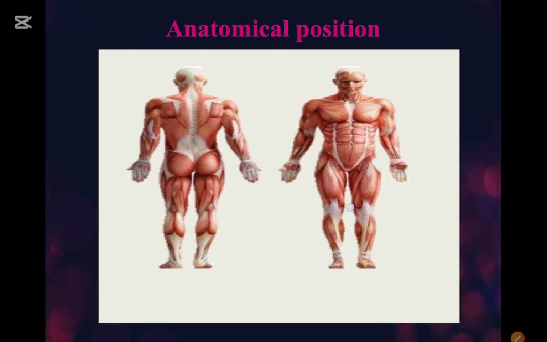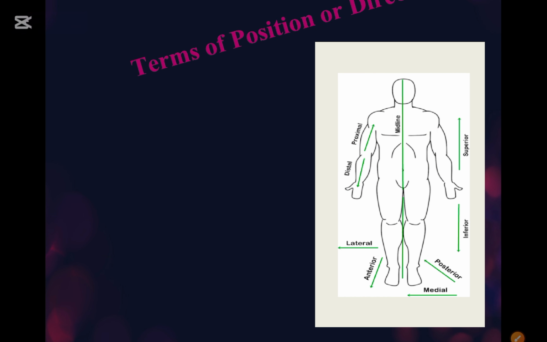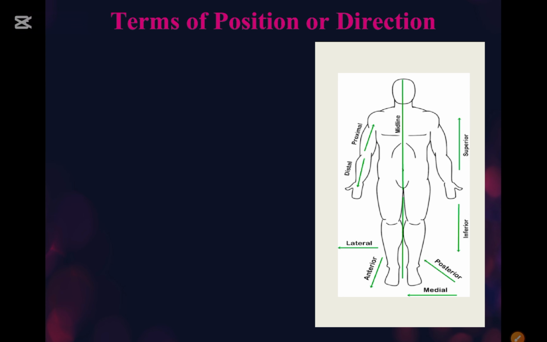Now, this structure here is what we call the anterior position, while this structure is what we call the posterior position. Now, terms of position or direction. So what are the terms of position or direction? We have so many lines in the body, but let's start explaining.